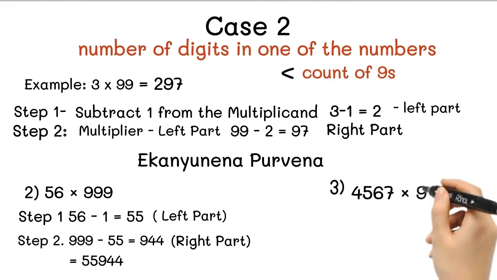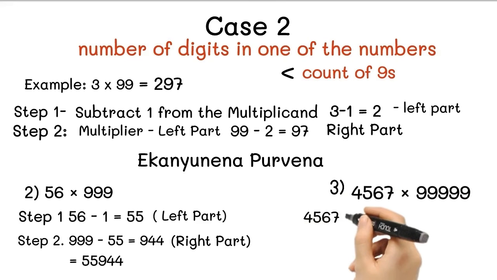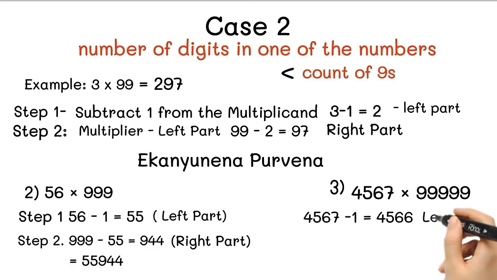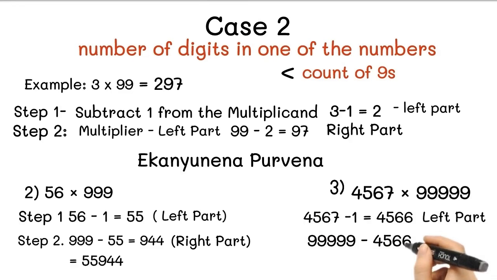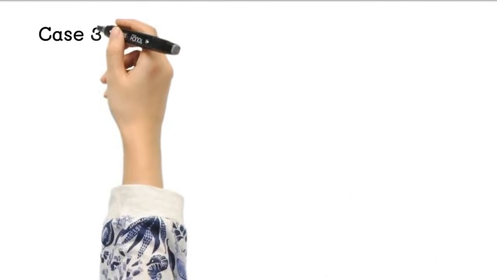Let's take one more example on it. 4,567 times 99,999. Step 1, 4,567 minus 1 equals 4,566. This is the left part. Step 2, 99,999 minus 4,566 equals 95,433. This is the right part. So the final answer is 456,695,433. Isn't that quick?